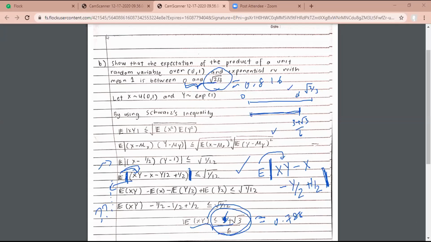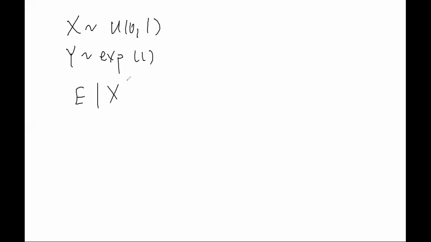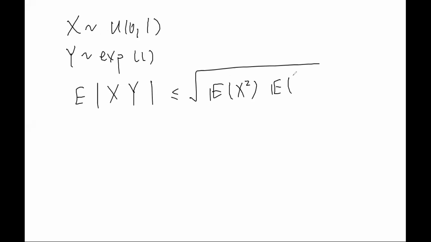Okay, so let me show how to do this. Your x is uniform, and let's say your y is exponential 1, right? So you have the Schwarz inequality, which says the following, right?